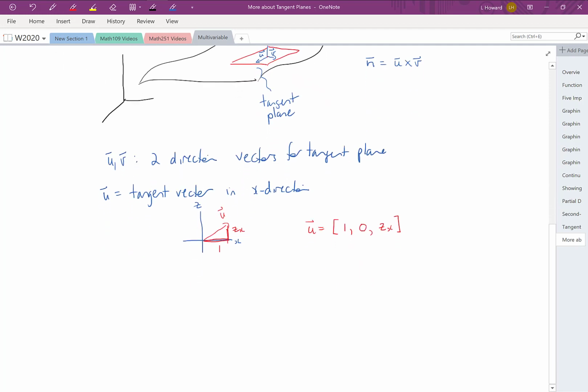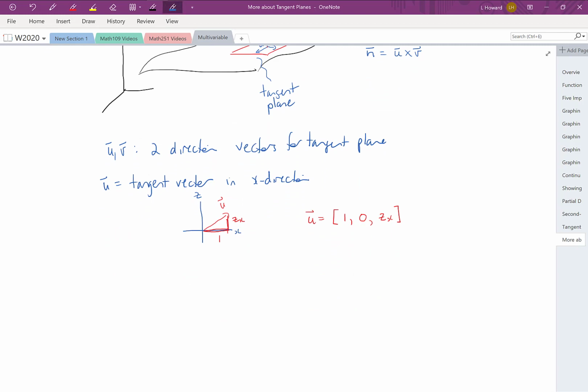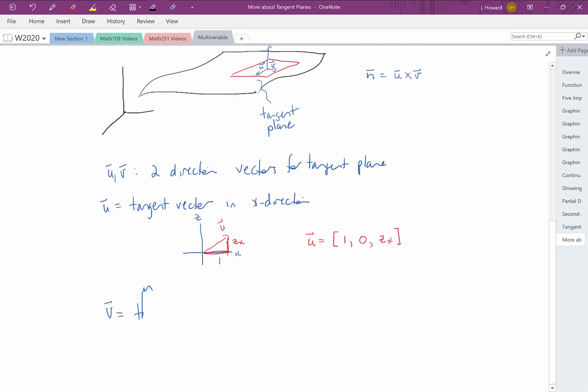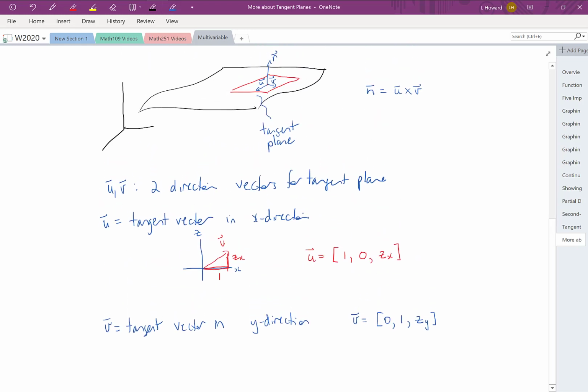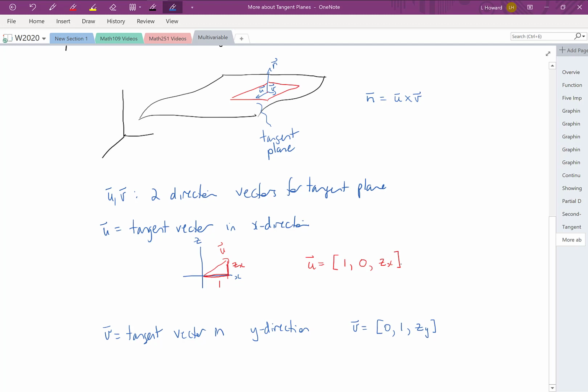So in a similar way, if we let vector v be the tangent vector in the y direction, we would find that the vector v doesn't move at all in the x direction. Let's say it moves 1 unit in the y direction, the amount of change we'd see in the z direction is z sub y. Okay, so now what we've got are the components for the two direction vectors for our tangent plane. So let's scroll back and look at our picture there. So we know u, we know v, and we know that we're going to get the normal vector for our tangent plane just by taking the cross product of those two vectors.